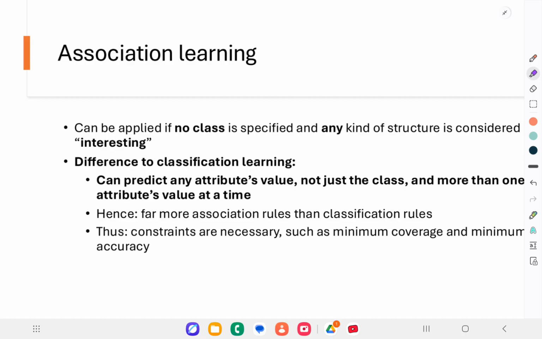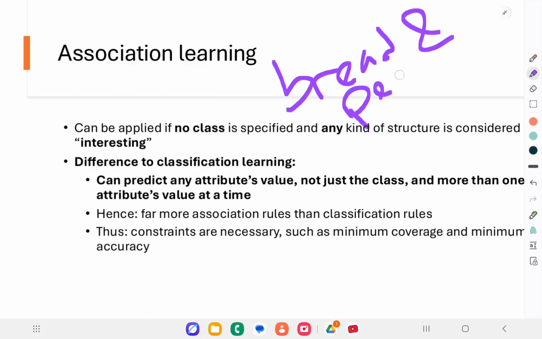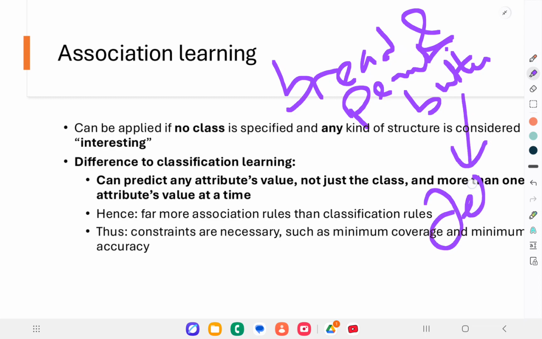So finding patterns like if a customer buys bread and peanut butter, then they are likely to also buy what? Obviously jelly. What sets association learning apart from classification is that in classification, we only predict one target, which is the class label, versus in association learning, we can predict any attribute value. This makes it incredibly flexible and also much more computationally intensive.